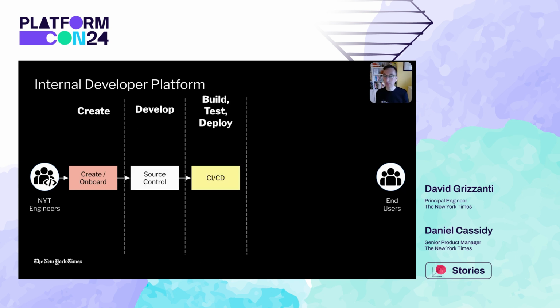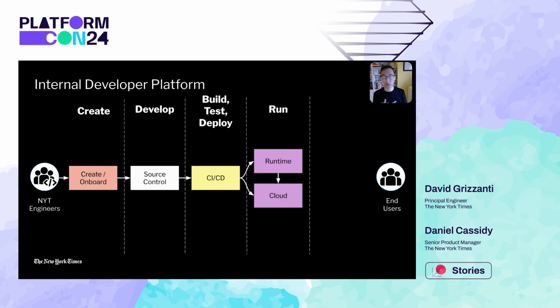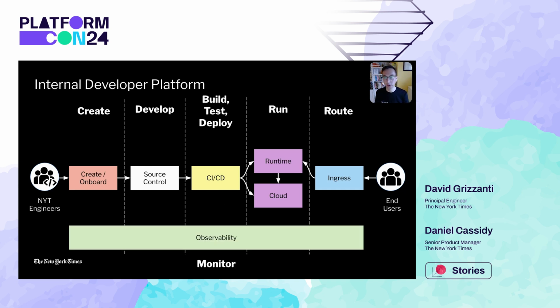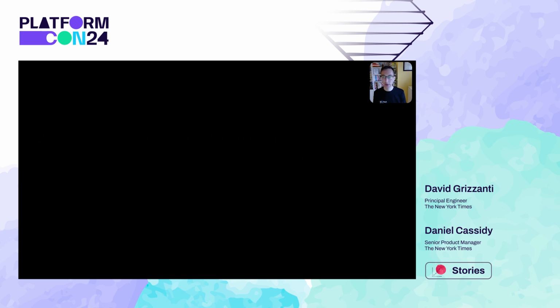Next, we talk about building and deploying our applications with centralized CI/CD pipelines, a place to run the application, which is our managed Kubernetes cluster, and managing resources in the cloud. And then lastly, routing for a shared ingress model that supports different capabilities and routing options. And then running across all of this is an observability layer to help teams monitor their application with telemetry collection, with traces and metrics. And this is really the end-to-end journey that we've created for teams.